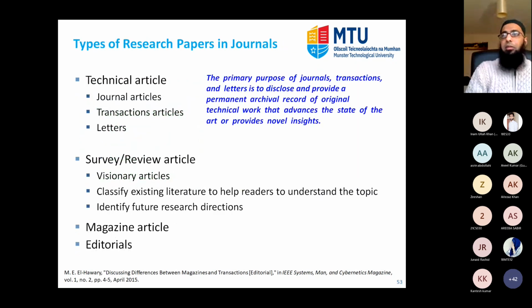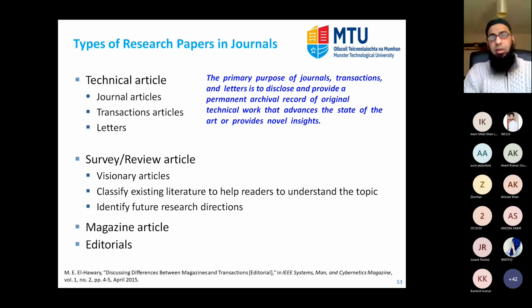Now, going into more detail, you have different types of research papers in journals. You have the technical article, okay? Technical articles can be published in journal articles, transaction articles, letters. I'm specifically talking about the computer science domain. The primary purpose of journals, transactions, and letters is to disclose and provide a permanent archival record of original technical work that advances the state of the art or provides novel insights. So technical articles are the main articles where you discover something, where you perform some technical research, and they are the most prestigious.